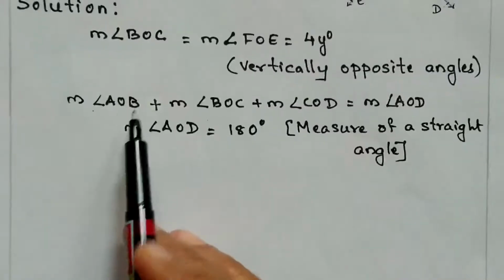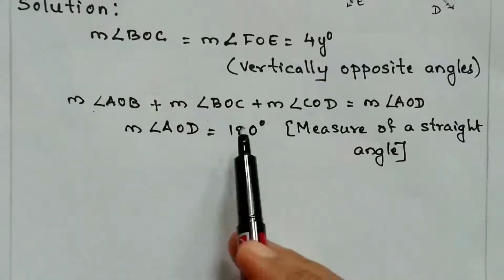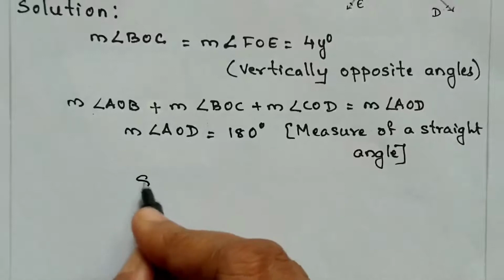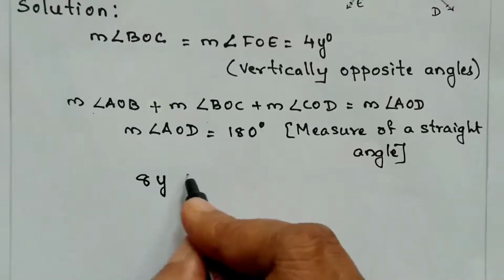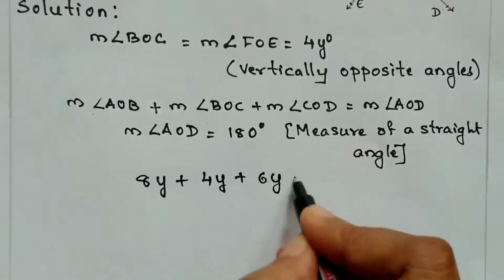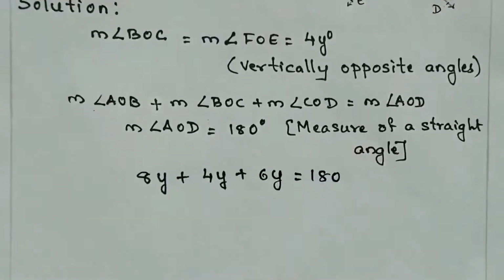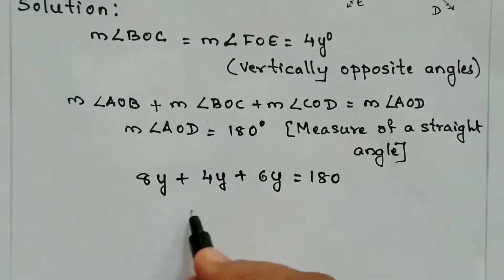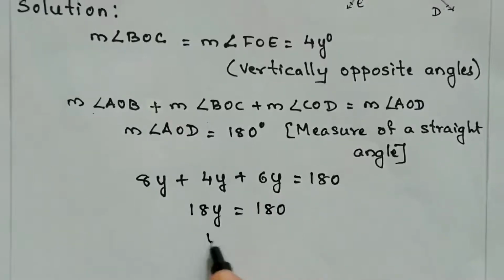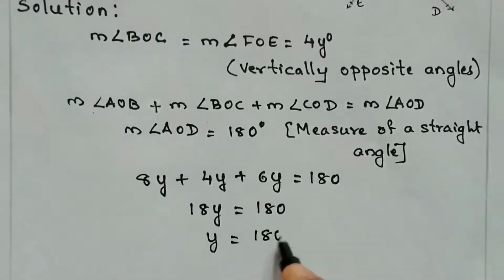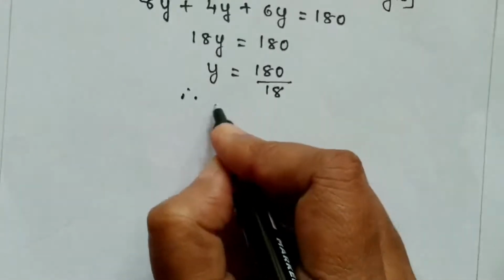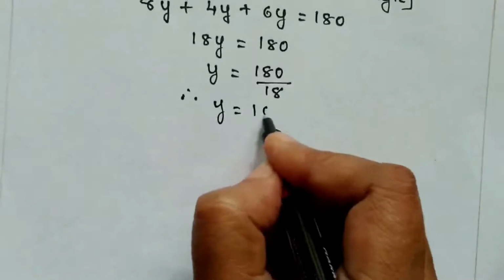So let's substitute the values for AOB, BOC and COD. So you get 8y plus 4y plus 6y is equal to 180. If you add all, you will get 18y is equal to 180. Y is equal to 180 divided by 18. Therefore, y is equal to 10.